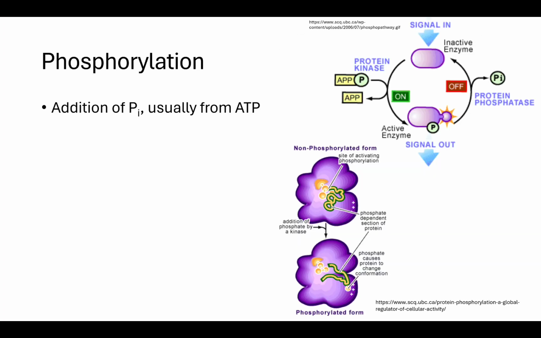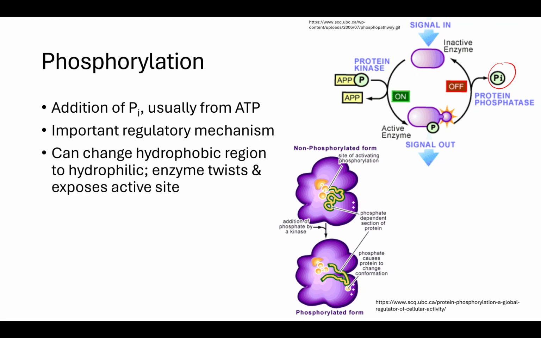And then one more way to change the activity of an enzyme is going to be phosphorylation, which is adding an inorganic phosphate, this Pi. Usually that's going to happen with ATP providing that phosphate. And this is a way that, frankly, a lot of proteins are turned on and off by either phosphorylating them or dephosphorylating them. And this can basically change, like what you see in this diagram here. This is the segment of the protein that's dependent on binding a phosphate. When you bind a phosphate like here, it changes the conformation of the protein because it's changing a hydrophobic region potentially to a hydrophilic one.